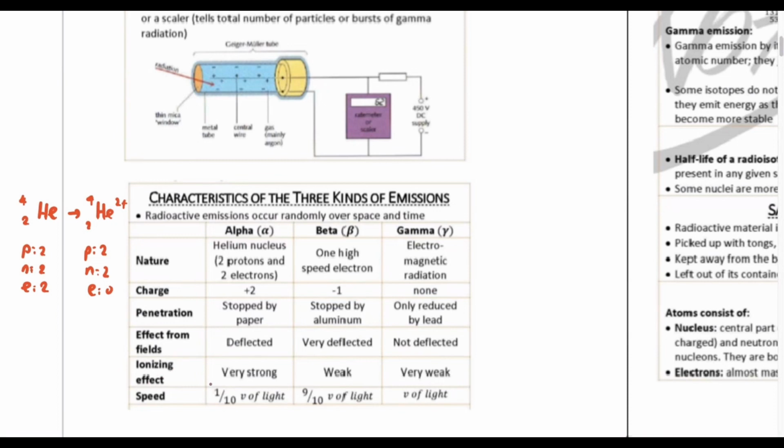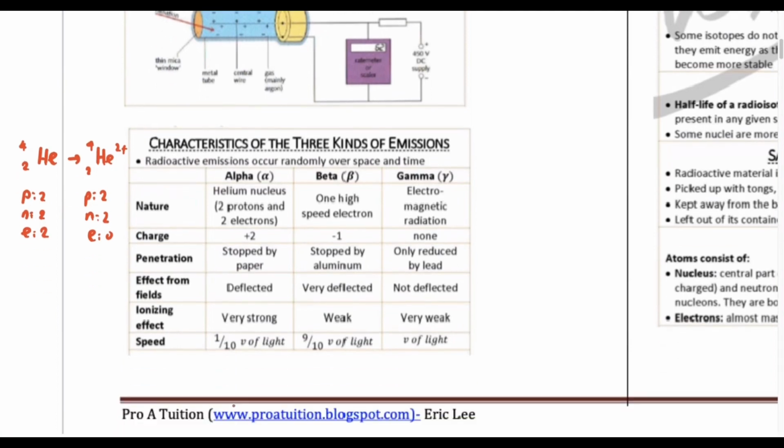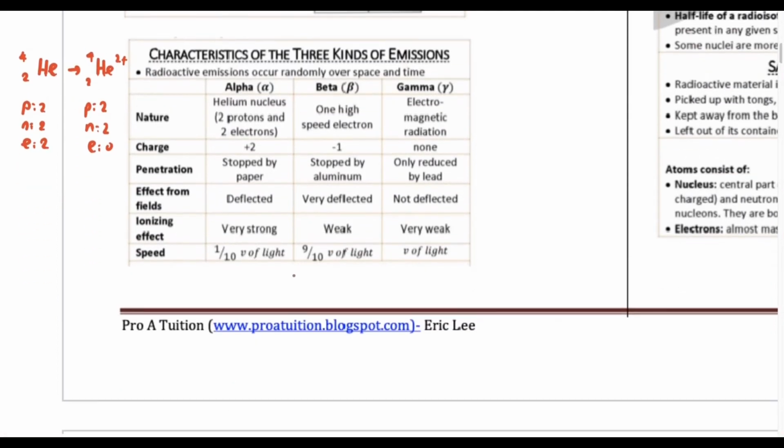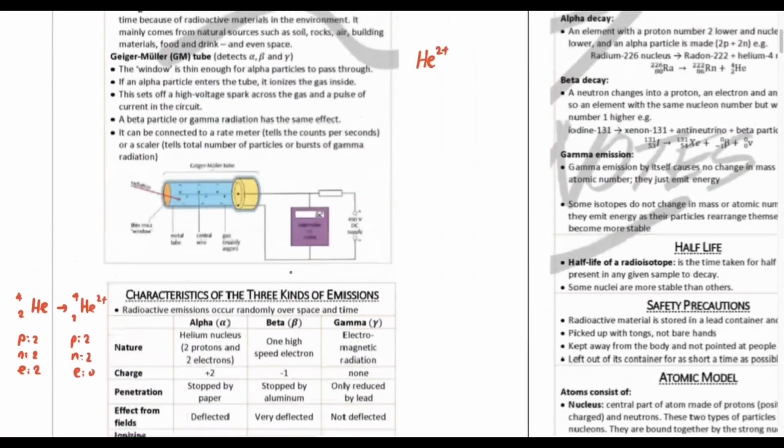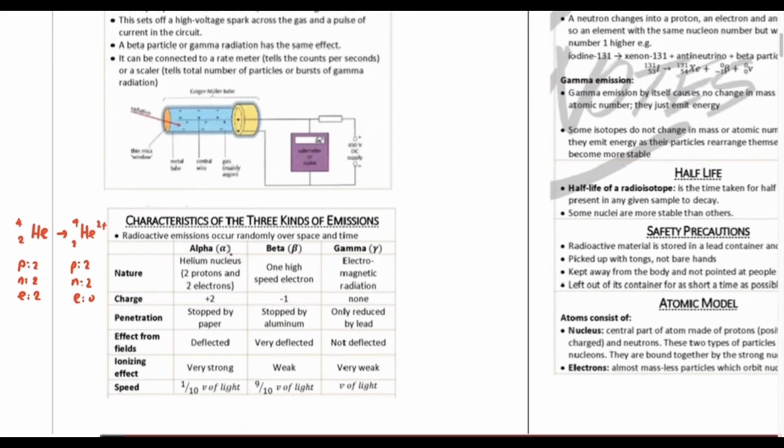Ionizing effect, very strong. That's what we discussed just now. The air molecules will change into ions. The speed is kind of slow, 1/10 the speed of light. Compared to the other two, this is the slowest. Then let's look at the next column. The next column is beta.